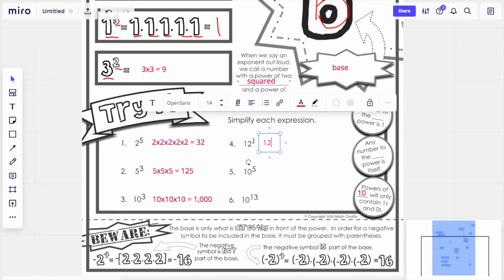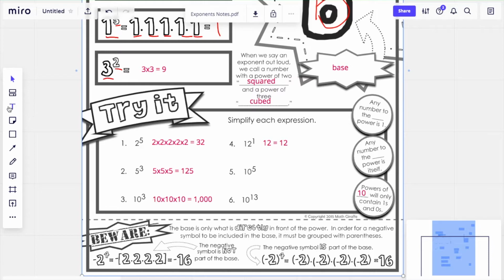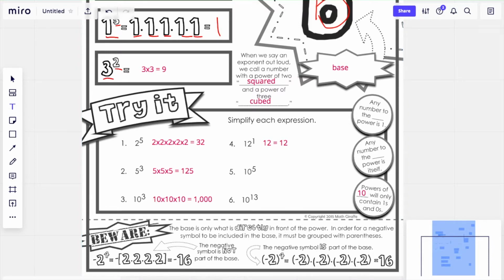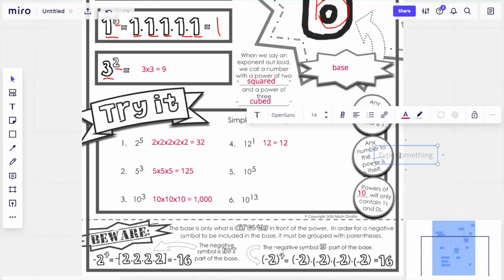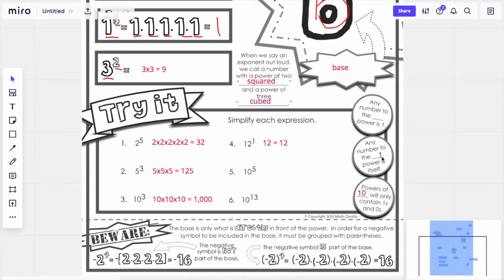Now for number 4, we have 12 to the power of 1, or 12 times itself one time. And that would just equal 12, which brings us to another rule. Any number to the first power, or to the power of 1, is itself, since you're only multiplying that base number by itself one time. Another important rule to remember is that any number to the power of 0 is 1. So you can have any number in the world. Doesn't matter what it is, how big or how small it is. If it's to the power of 0, then the answer is 1.